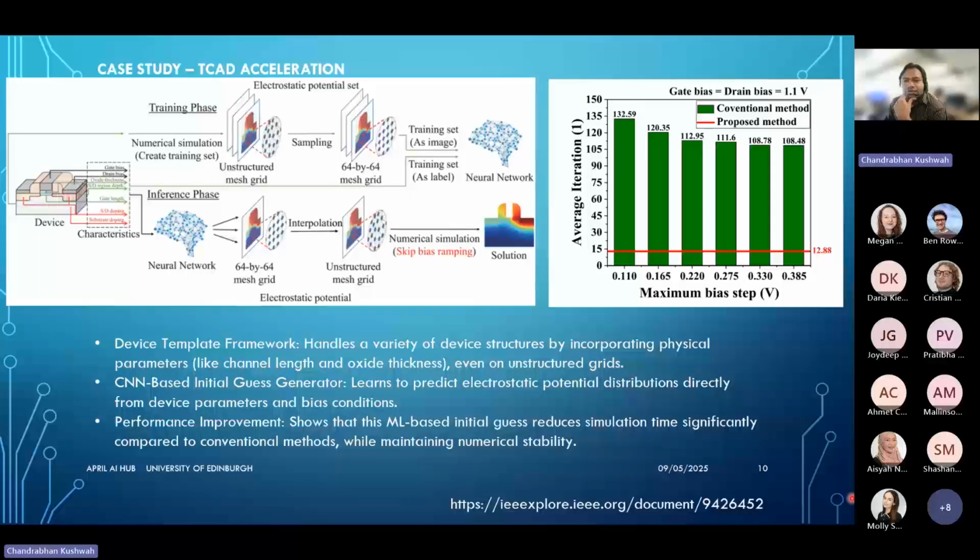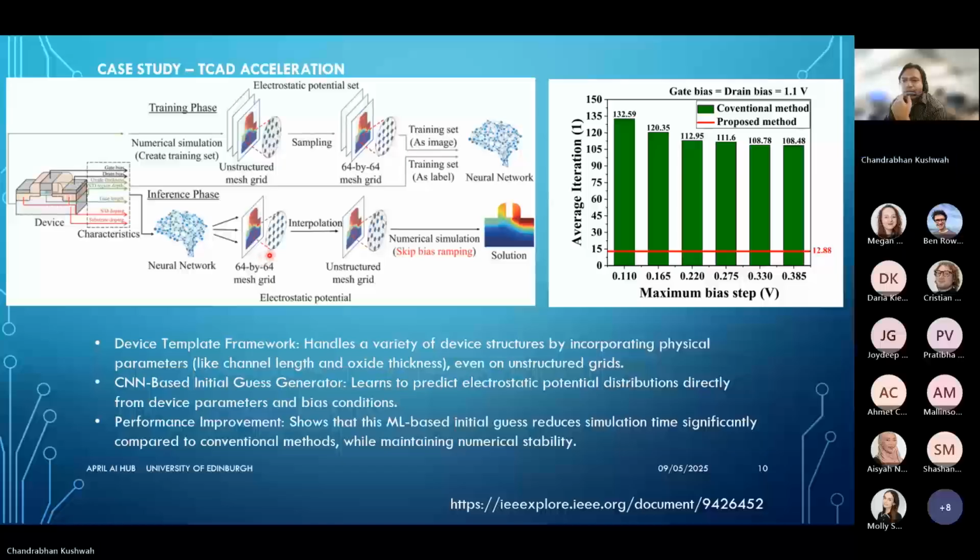So during the inference, the trained neural network produces an estimated electrostatic potential image based on the given set of input parameters. This image is then interpolated back to match the original unstructured mesh.